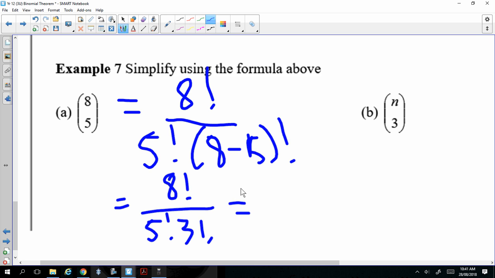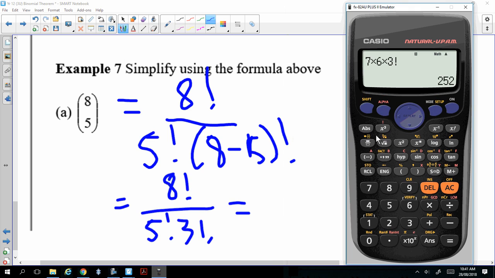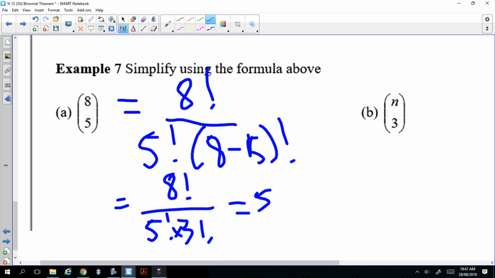And then you just work it out, or you can do it on a calculator. So you do a fraction: 8 factorial, 8 exclamation mark, over 5 factorial times 3 factorial. It didn't work. Oh, put a times. Yeah, you need to put a times. 56.